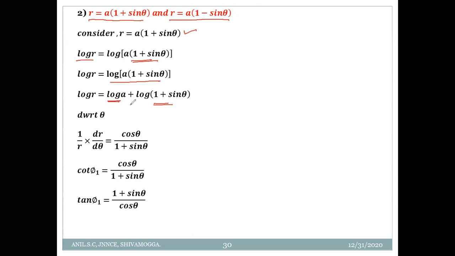Now differentiate both sides with respect to theta. The derivative of log r is 1 by r into dr by d theta. This is equal to, here log a is a constant, its derivative is 0. And the derivative of log of 1 plus sine theta is 1 over 1 plus sine theta, and the derivative of 1 plus sine theta is cos theta. So we get cos theta divided by 1 plus sine theta. Further, you cannot simplify this.